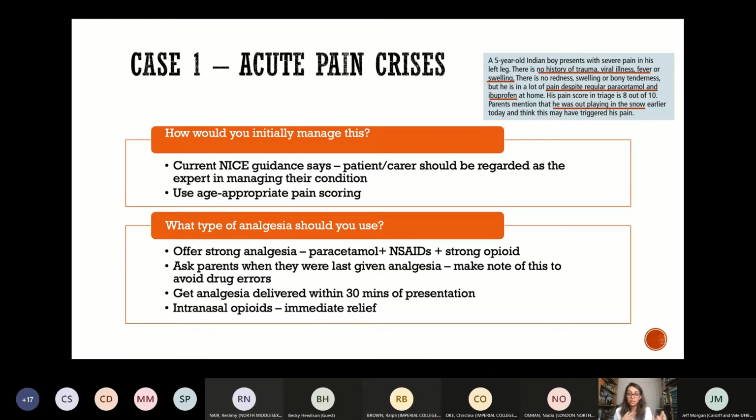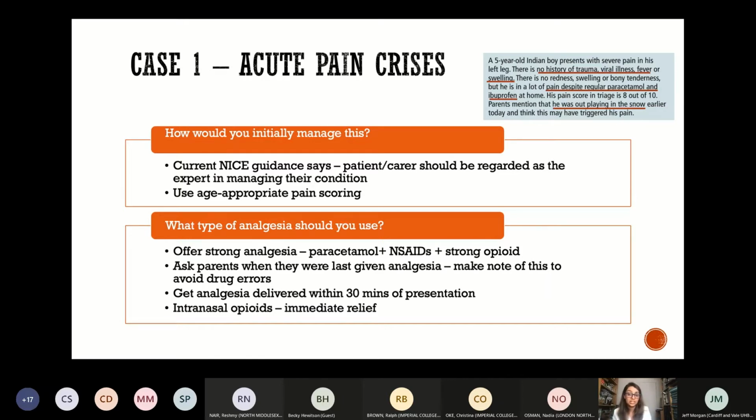With these kids, hypoxia, dehydration, infection, and cold exposure like we have here are common triggers. So offer strong analgesia: offer paracetamol, offer your NSAIDs, your Brufen, offer a stronger opioid. Intravenous access can be really challenging for patients with sickle cell, so an intranasal method is really good and really effective. Ask parents when they last gave analgesia, so make a note of this at your triage and at your clerking to avoid any sort of drug errors, and get analgesia delivered within 30 minutes.